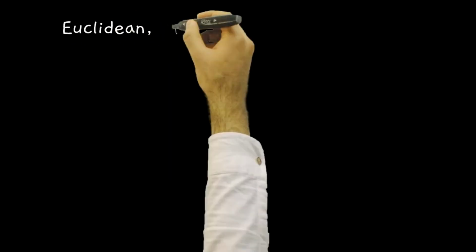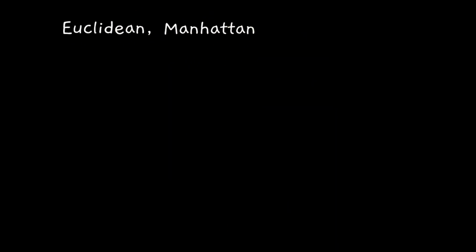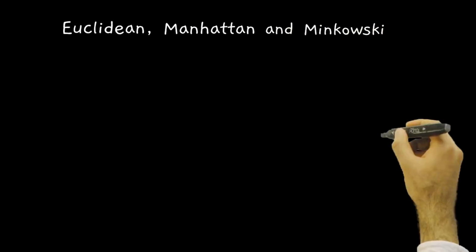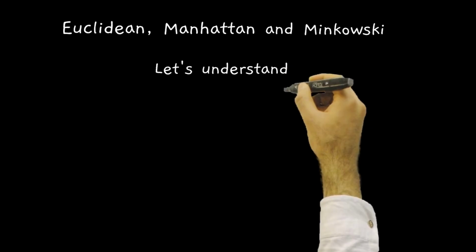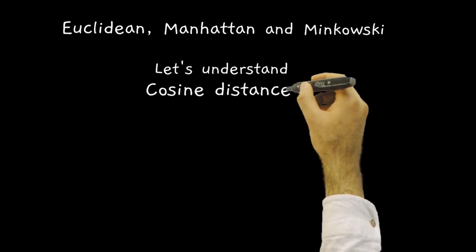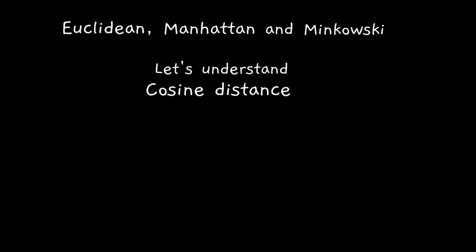Till now, we have seen some distance measures like Euclidean, Manhattan, and Minkowski. There is one more distance measure called cosine distance. Cosine distance and cosine similarity are related terms. First, let's understand the relationship between similarity and distance.